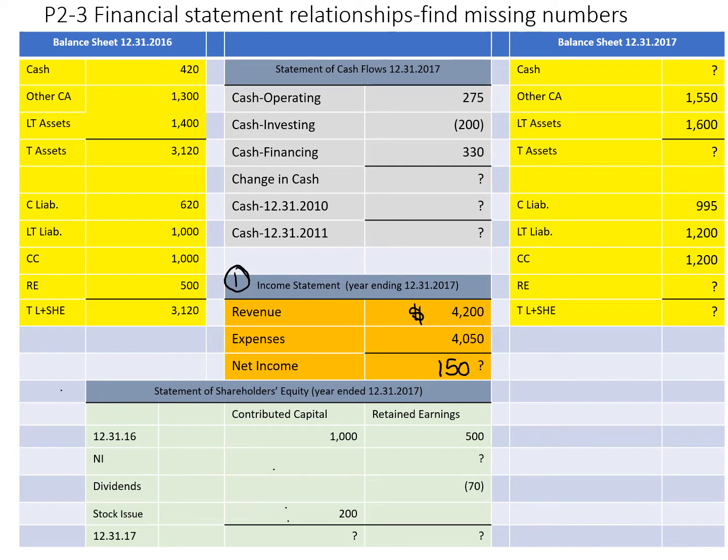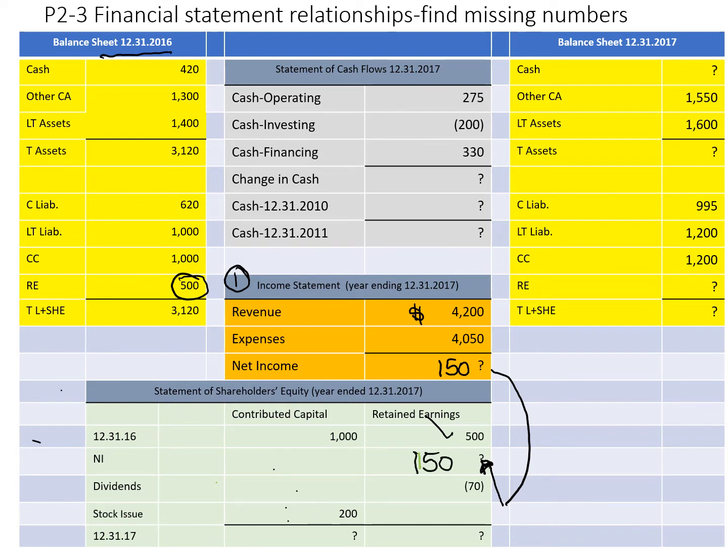Now, the net income then flows into the statement of retained earnings because at the beginning of the year, this company was in existence, as you can tell from this beginning balance sheet. And notice that the retained earnings at the beginning of the year agrees with the beginning retained earnings. We have computed that net income for the year was $150, so retained earnings is going to increase by $150.